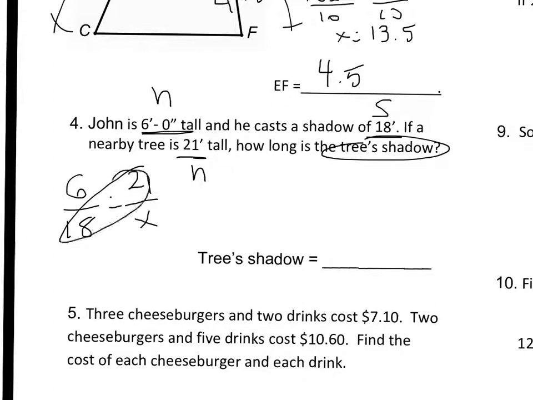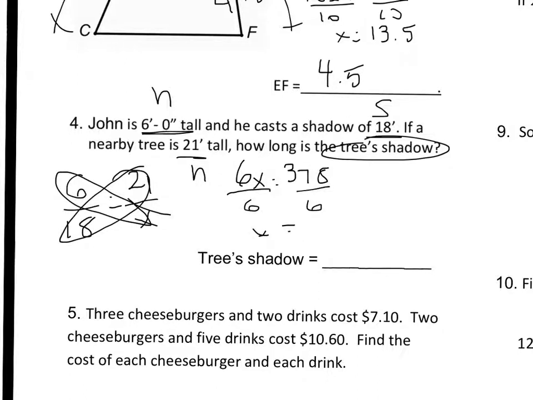So now I'm going to cross multiply. If I cross multiply, I get 6x equals 21 times 18, which gives me 378. And now I divide both sides by 6, and x equals 63. So that means the tree's shadow has to be 63 feet long.